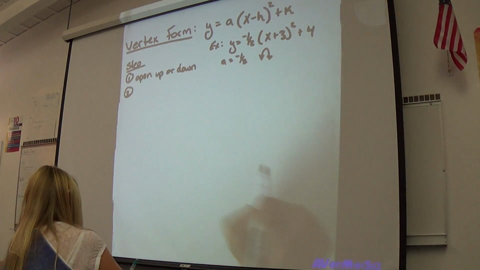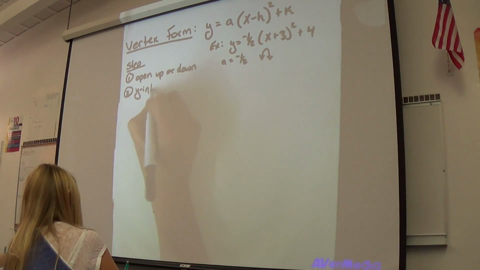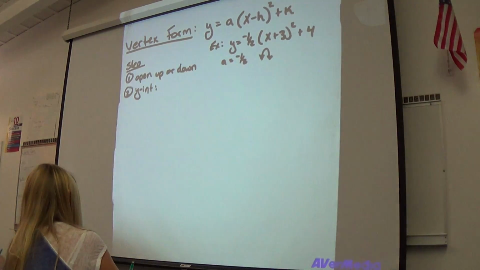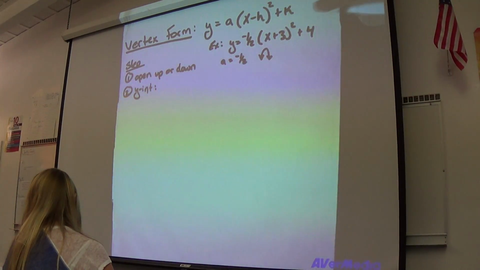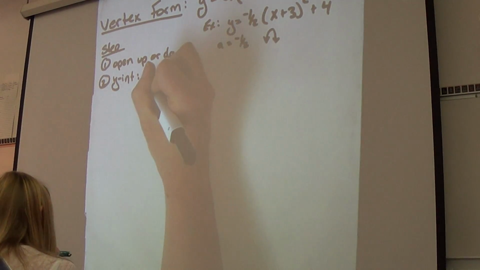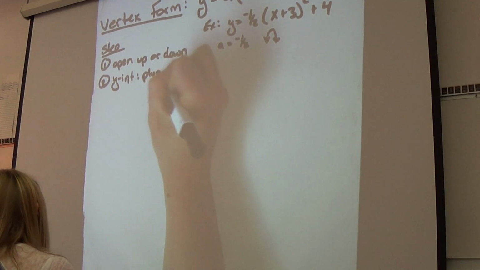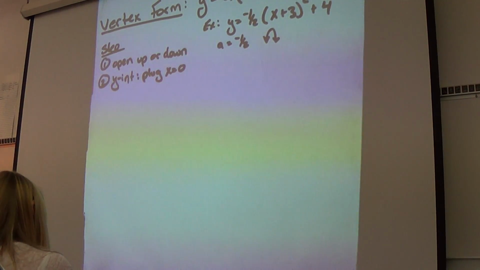Step 2 is the y-intercept. Now in standard form, you have sort of a shortcut where you would have a c value. There is no c value here. So your y-intercept, you will have to plug x equal to 0. You cannot get away with not doing that.